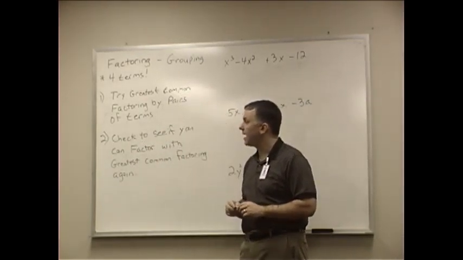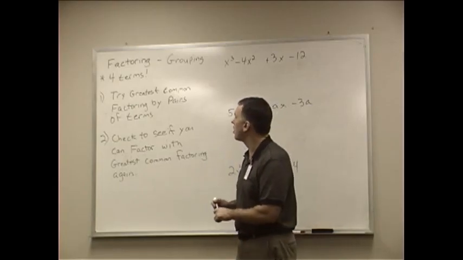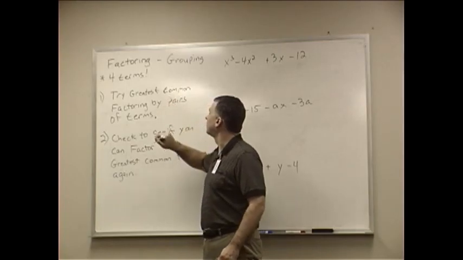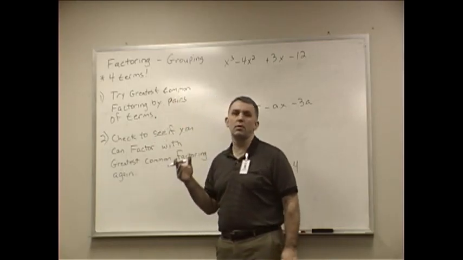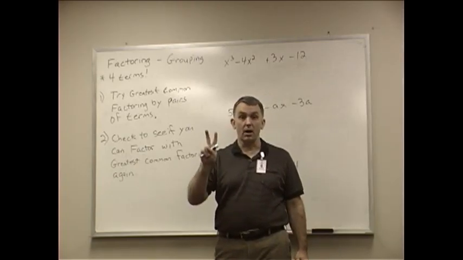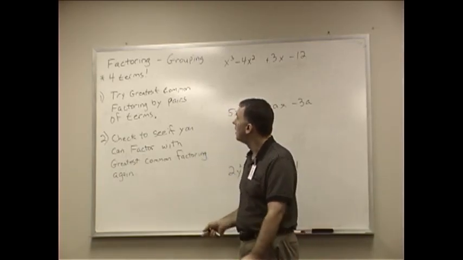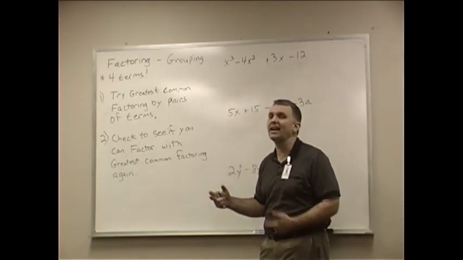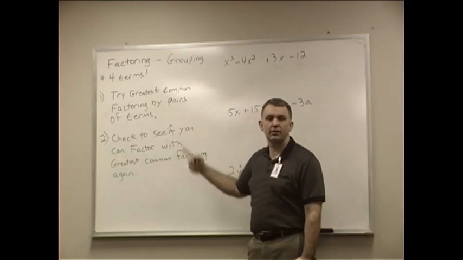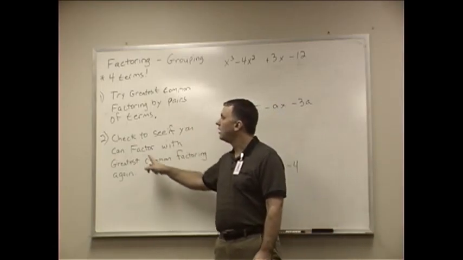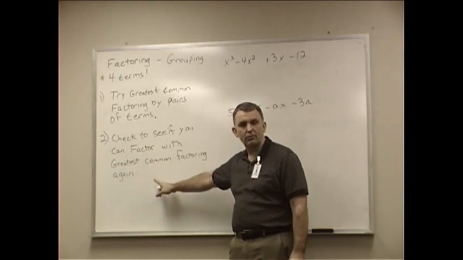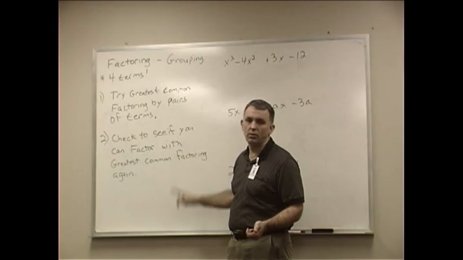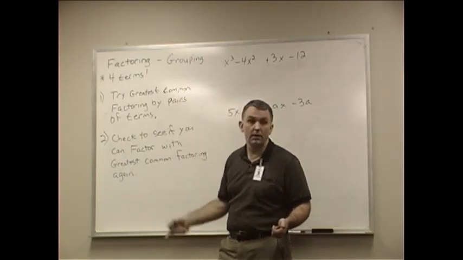Try greatest common factoring by pairs of terms. I capitalized the P here; technically it's supposed to be small. But you want to do it by pairs of terms. A pair is 2 terms at a time. After that, you check to see if you can factor with greatest common factoring again. It's like you're using greatest common factoring twice in a row. Now, I'm going to admit to you, this last one looks a little weird. You'll get used to seeing it when you're doing factoring by grouping.